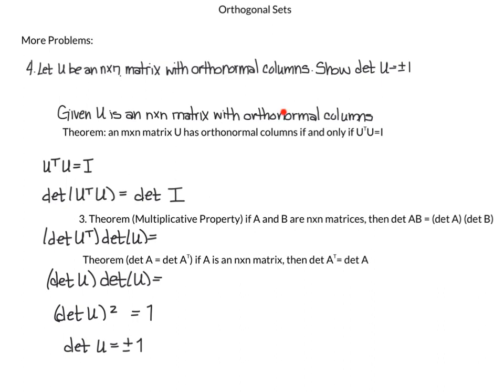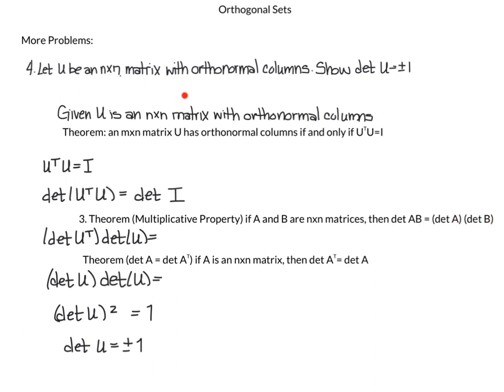Since it's orthonormal, we know U transpose U is equal to I. Taking the determinant of both sides of the equation, I get the determinant of U transpose U is equal to the determinant of I. Then we have this theorem from a long time ago when we talked about determinants, that if A and B are n by n matrices, then determinant of AB is equal to determinant of A times determinant of B.